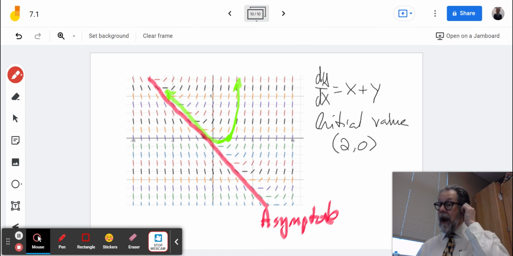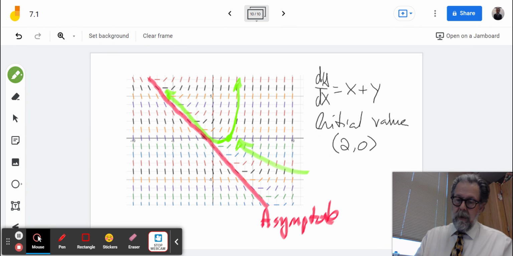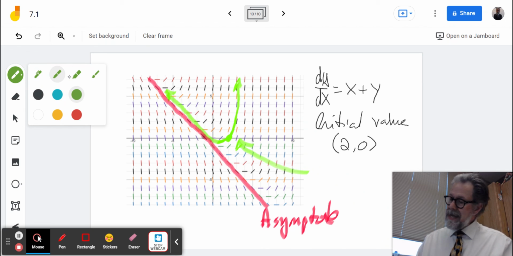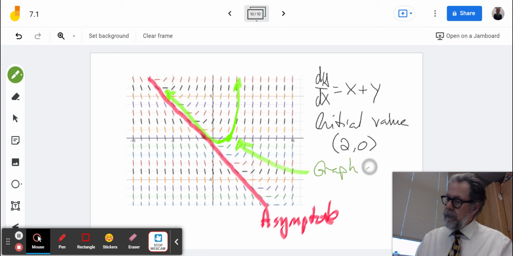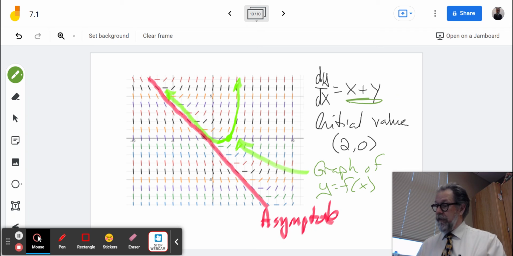But there's a graph of my function. This is a graph of y equals some function of x. And notice I started with a derivative that was a function of x and y. I now have the graph of the function y equals f of x. Now, do I know the equation? Haven't the foggiest. But it doesn't matter, because based on this, I can now work with this function.